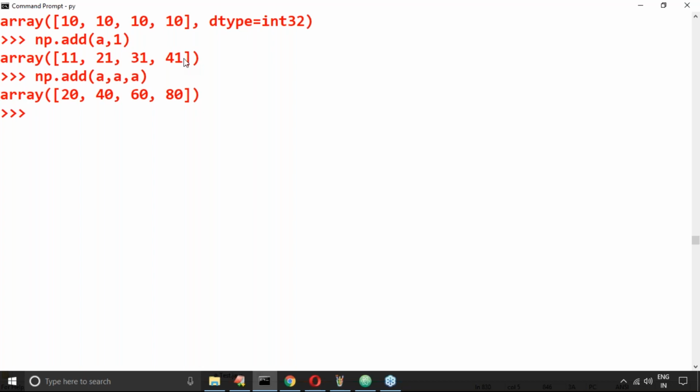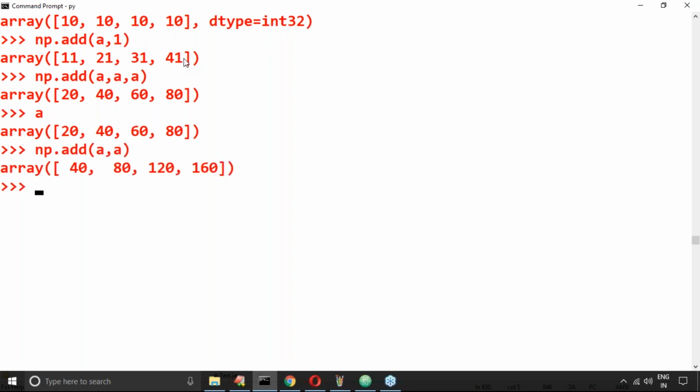A, is it our required answer? No, right? This is not our required answer. So it means more than 2 arguments are not working. np.add(a, a). Yeah, a comma a is working properly, but a alone is not working properly.